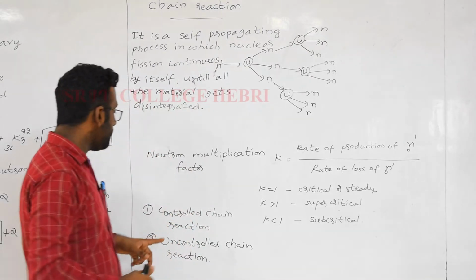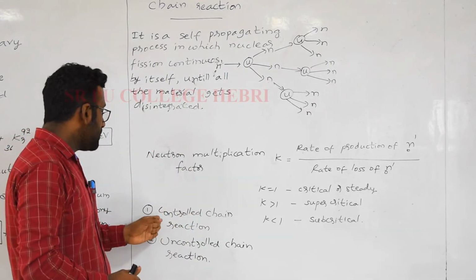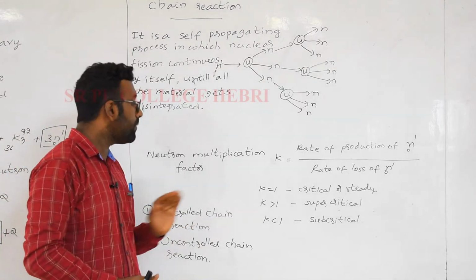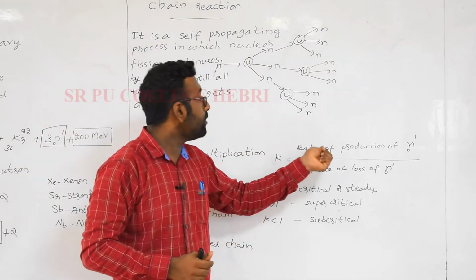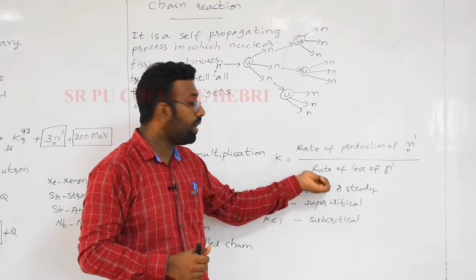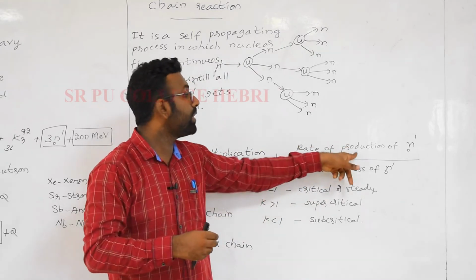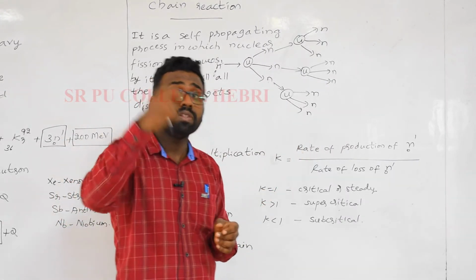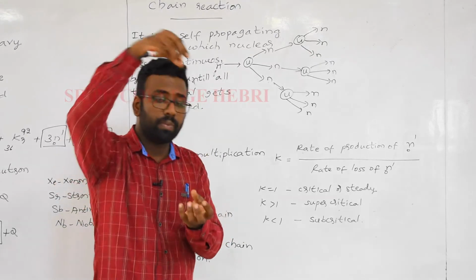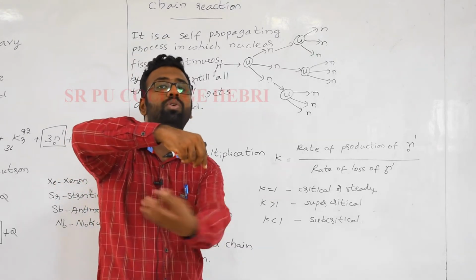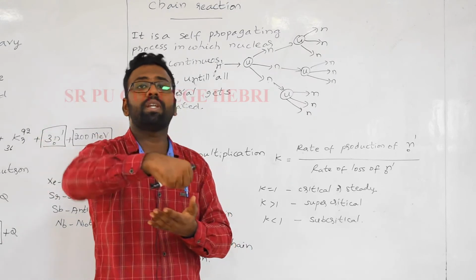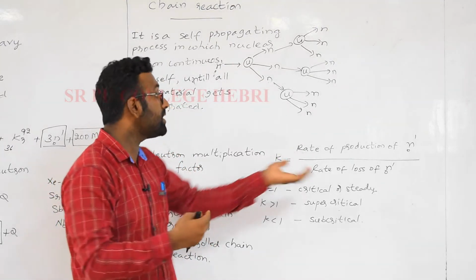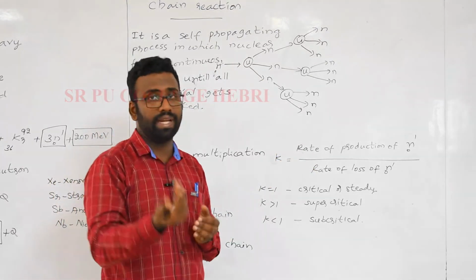So there are two types of chain reaction: controlled chain reaction and uncontrolled chain reaction. In the controlled chain reaction, whenever the rate of production becomes greater than the rate of loss, we control this production by absorbing these neutrons. As I said, cadmium rods or graphite rods will be dipped into the nuclear reactor so that these slow neutrons get absorbed. Then the reaction becomes steady, and we get a steady production of energy, with which we produce electricity.